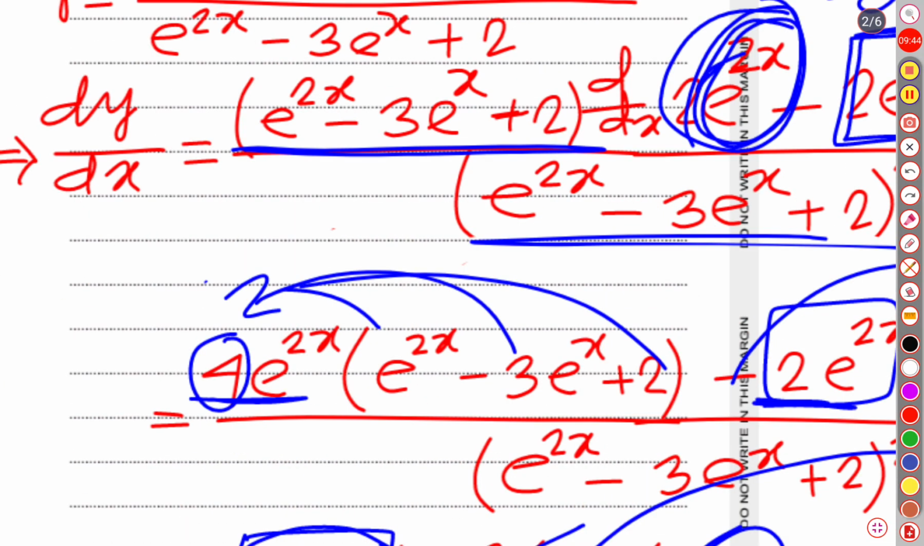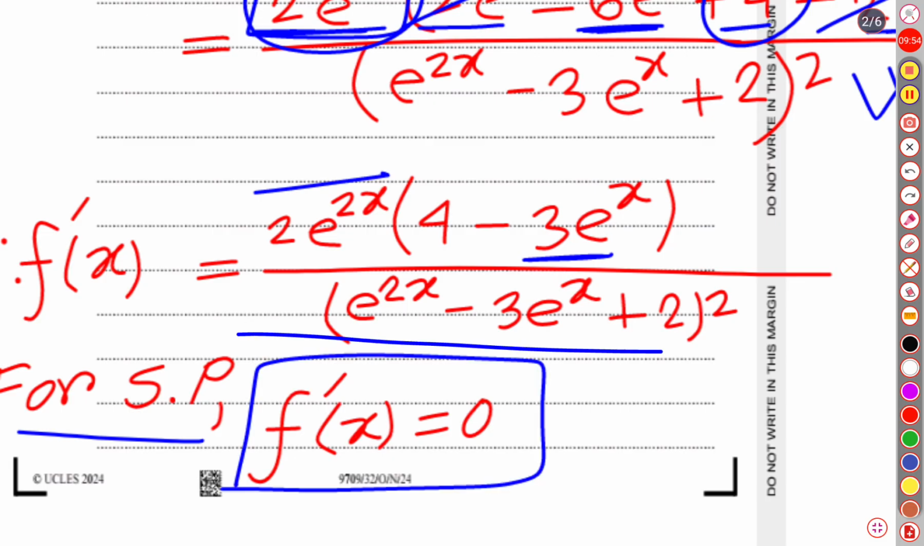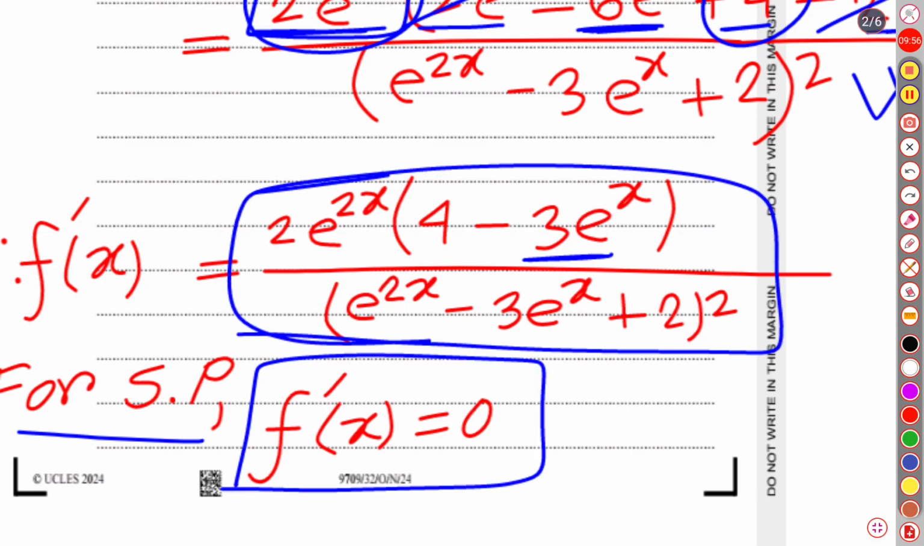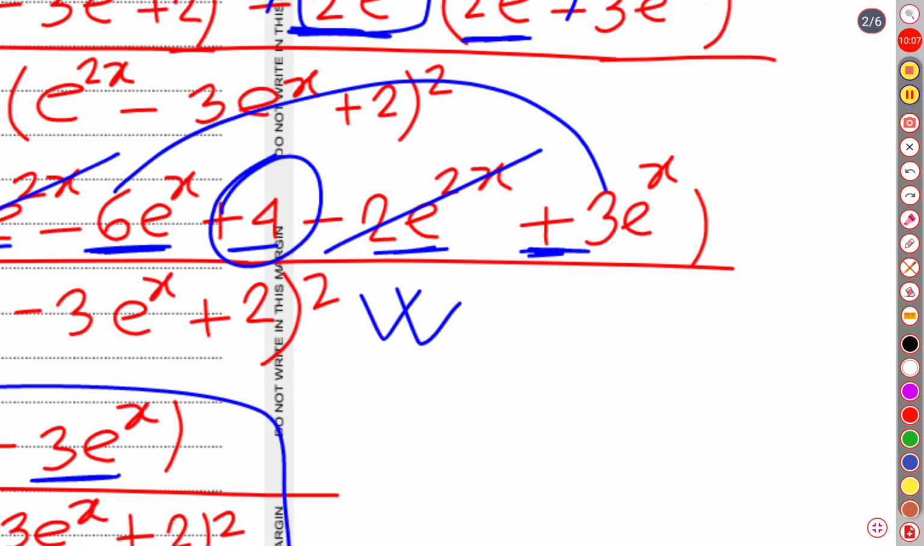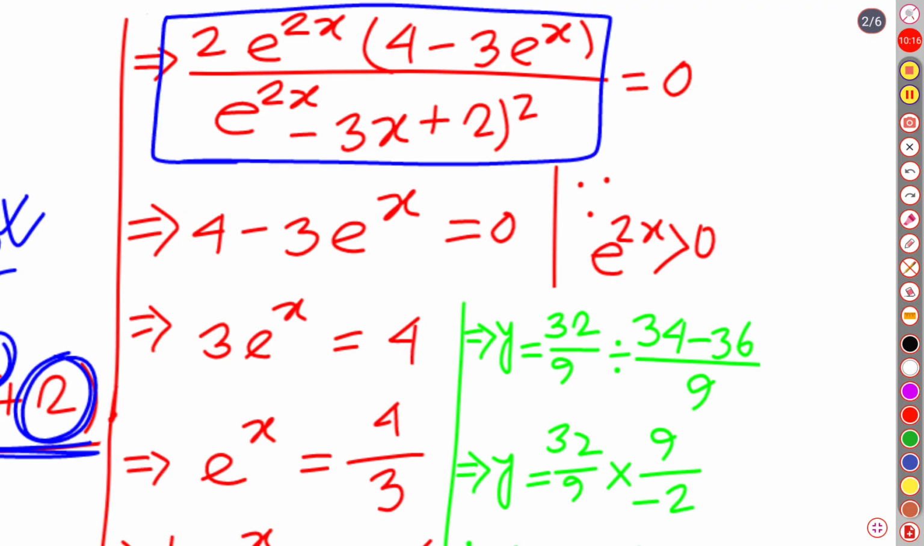So we have written here that for a stationary point, the first derivative is equal to 0. And this is what our first derivative is. We have got our first derivative as 2 e raised to 2x into 4 minus 3 e raised to x over e raised to 2x minus 3 e raised to x plus 2 whole square. I have just copied this over here, and it is equal to 0.